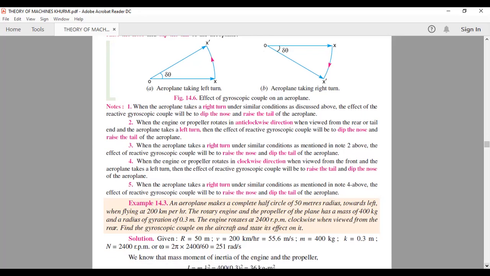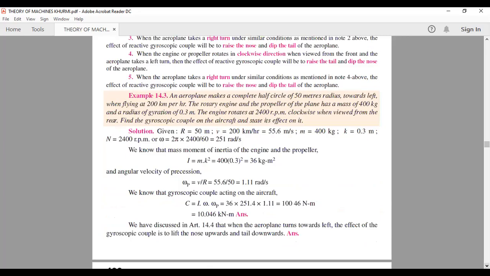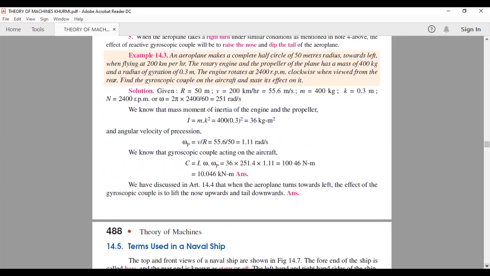Next, we have done a problem on it. So aeroplane making a half circle of 50 meters radius. So they have given all the data. So first of all we are going to take the inertia. So I is equal to mk square. Next omega p, and omega is already derived in the given data from speed, that is n.